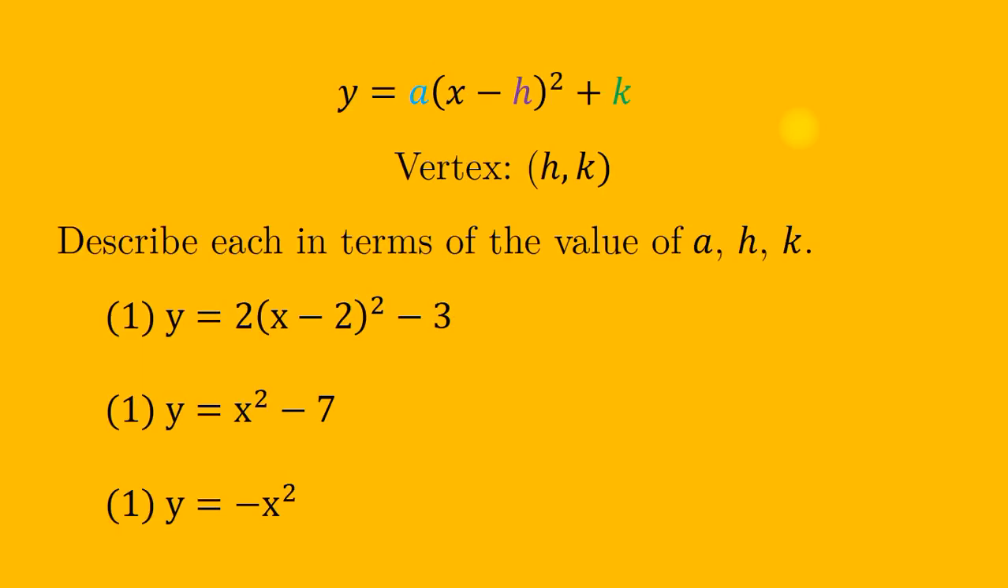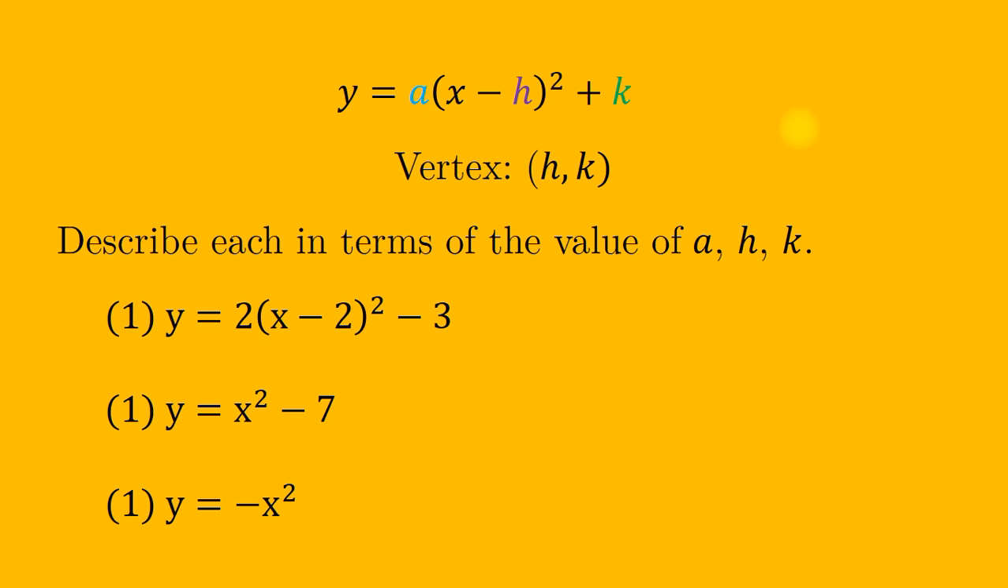We know from our previous discussion that the point (h, k) is the turning point of the graph, or the vertex of the parabola. If a is negative, or less than 0, then (h, k) is a maximum point. If a is positive, or greater than 0, then (h, k) is the minimum point, or the turning point. So here we have described each in terms of the values of a, h, and k.